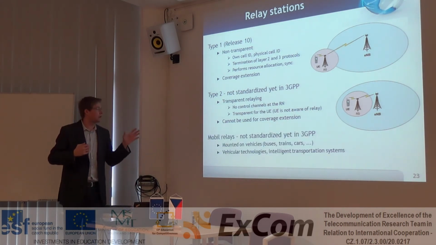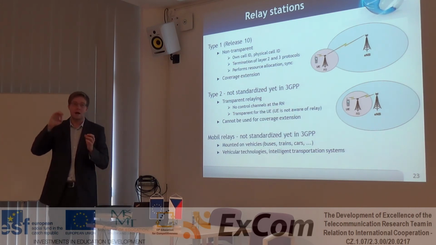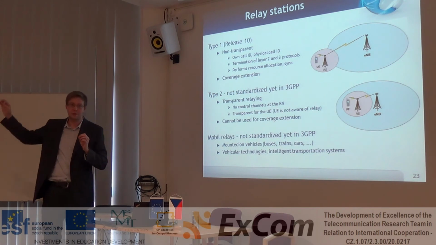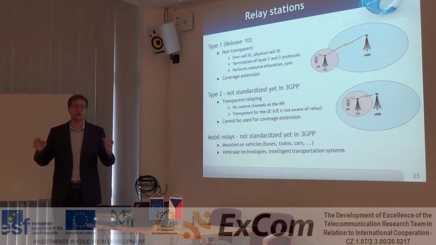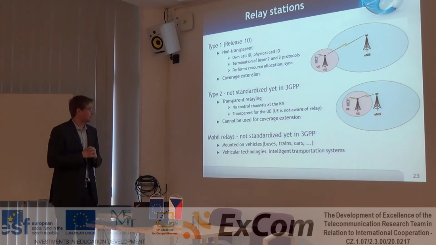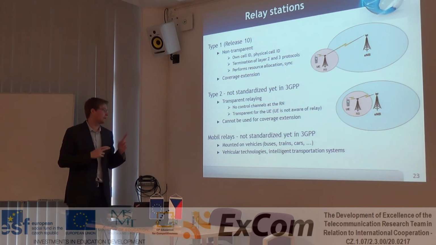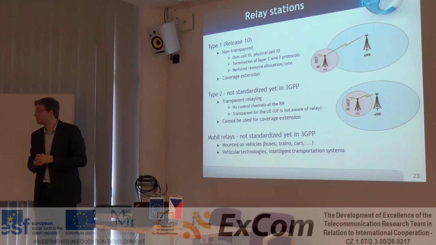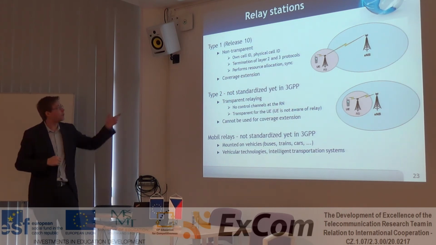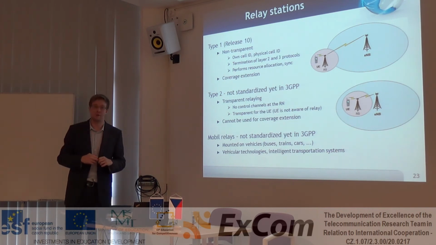Mobile relays are kind of base stations mounted on vehicles, and this relay communicates with the base station and serves users inside the bus, inside the train. It was discussed at 3GPP, but I think the appropriate time for this kind of relays will come up with intelligent transportation systems. I will mention later when we can assume this kind of communication will be considered in standard.